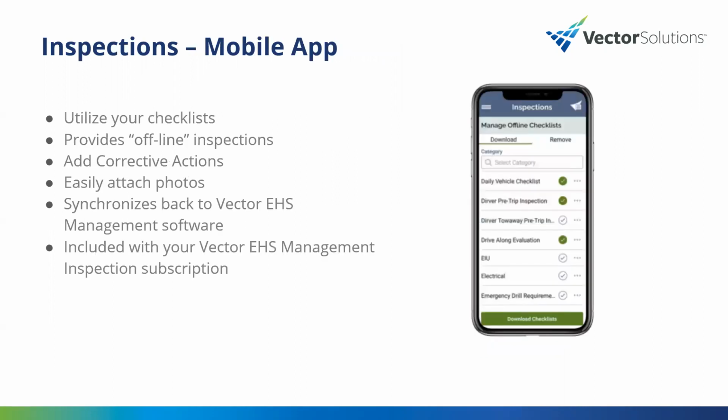So let's talk about the mobile app. The mobile app lets your users take their inspections on the go. The checklists that you can create, you can use, of course, when you're online, or you can download them to use offline if you happen to be going somewhere where you won't have access to data. While you're creating an inspection, you can add corrective actions as you go. You can attach photos and videos as you go.